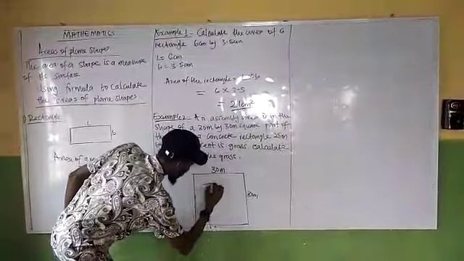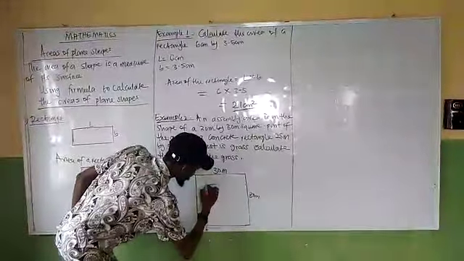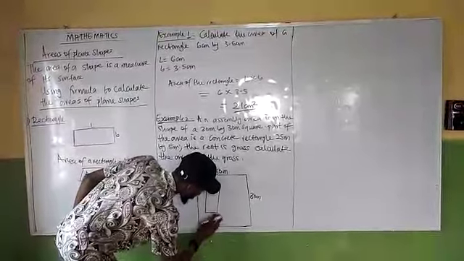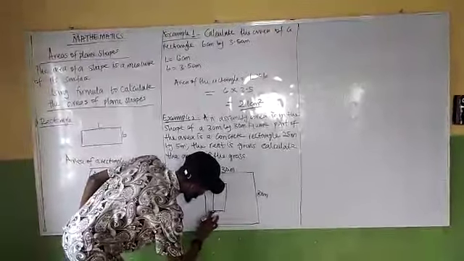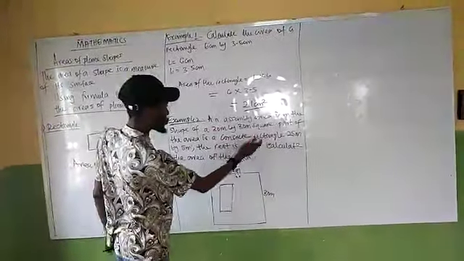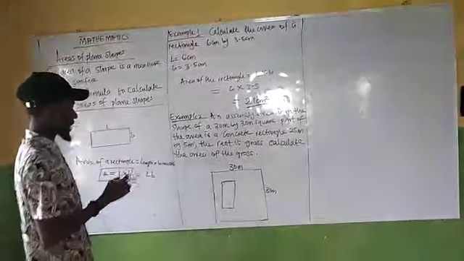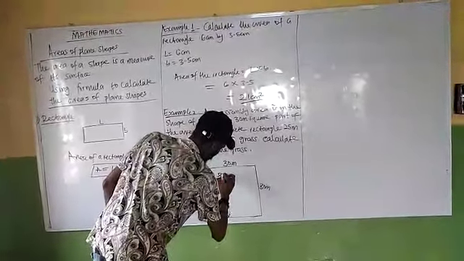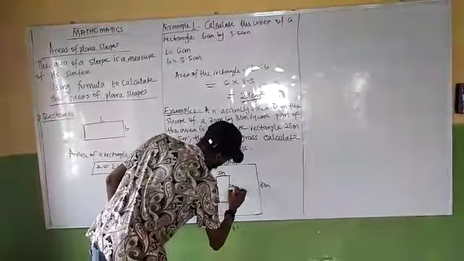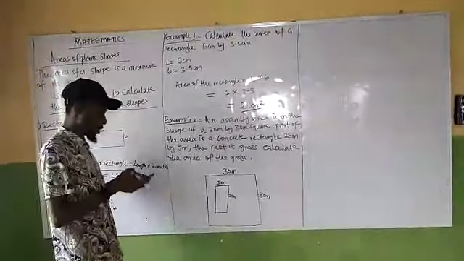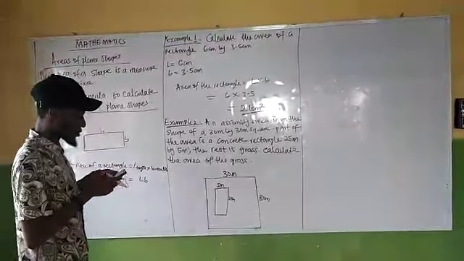Let us say this side is made up of a concrete rectangle. So part of the area, we have used for our concrete rectangle. So it's a concrete rectangle, 25 meter by 5 meter. So here is 5 meter, here is what? 25 meter. Remember, in your rectangle, your length must be longer than your breadth. So take note of that.